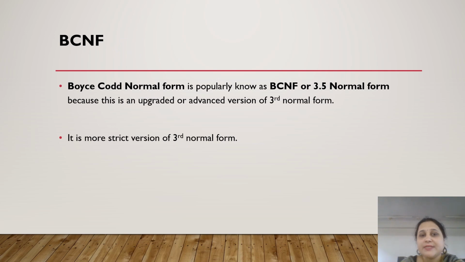Let's introduce BCNF. Boyce normal form is also called BCNF or 3.5 normal form because it is an upgraded or advanced version of third normal form. Okay, it is a more strict version of your third normal form. Now let's see how it is.